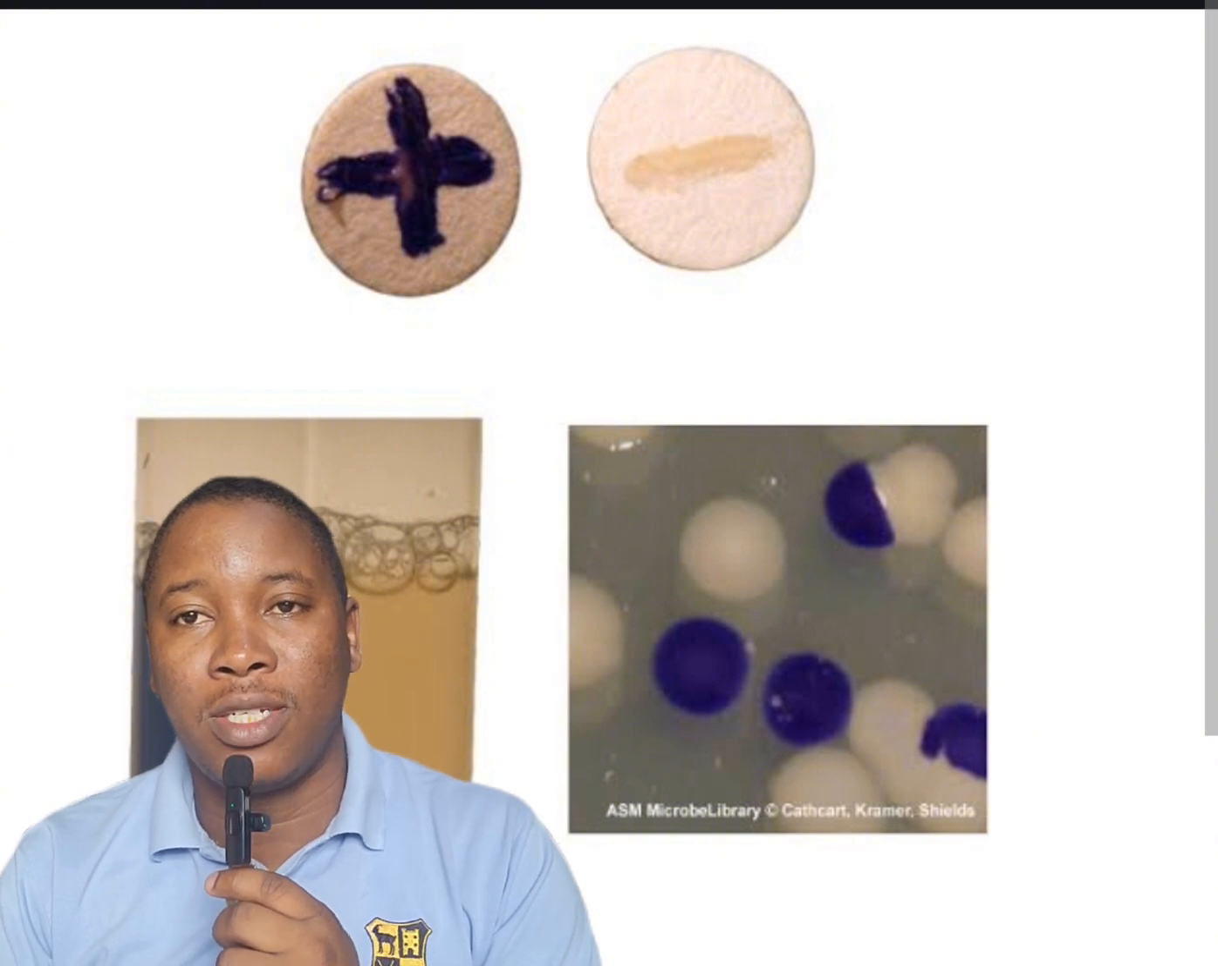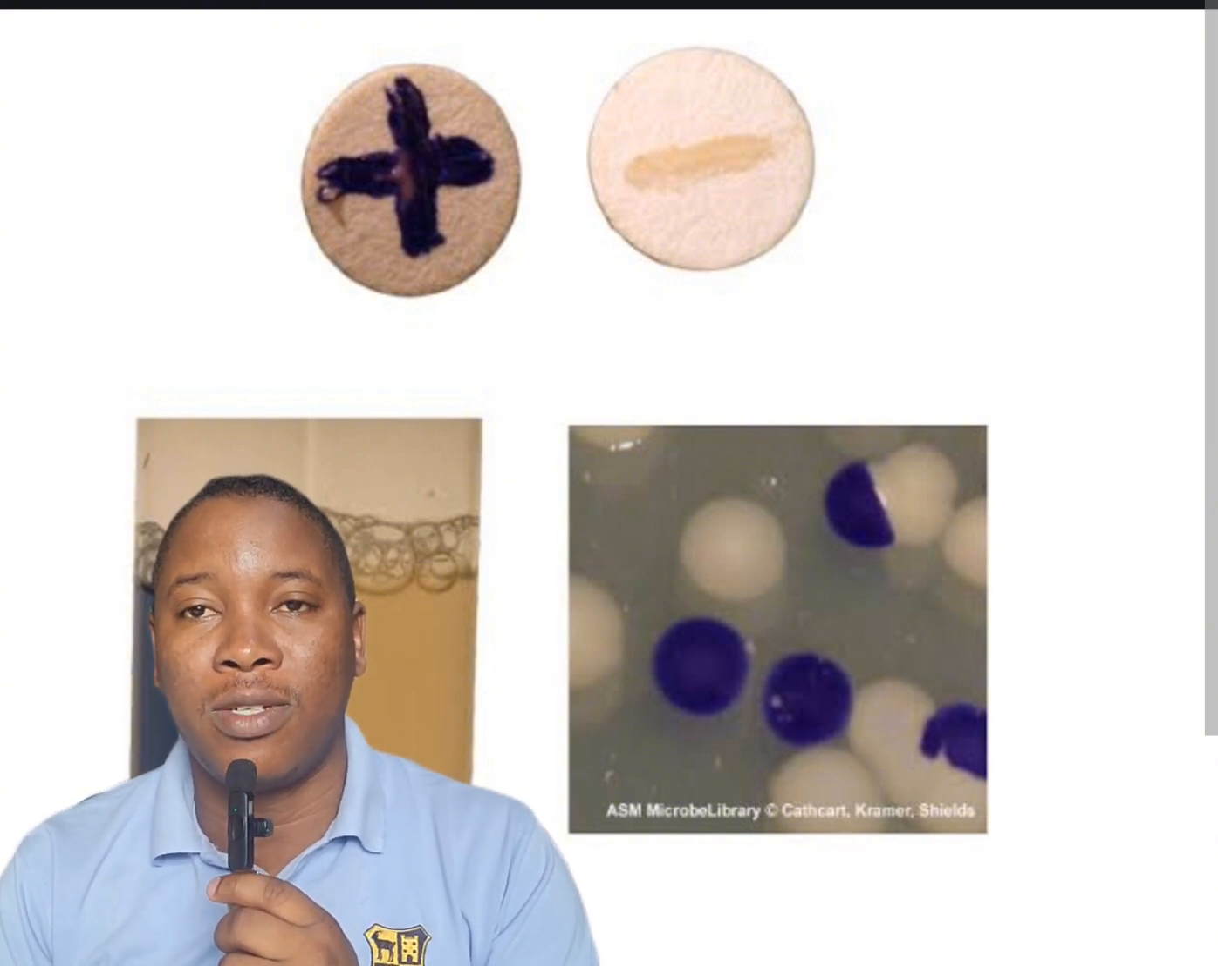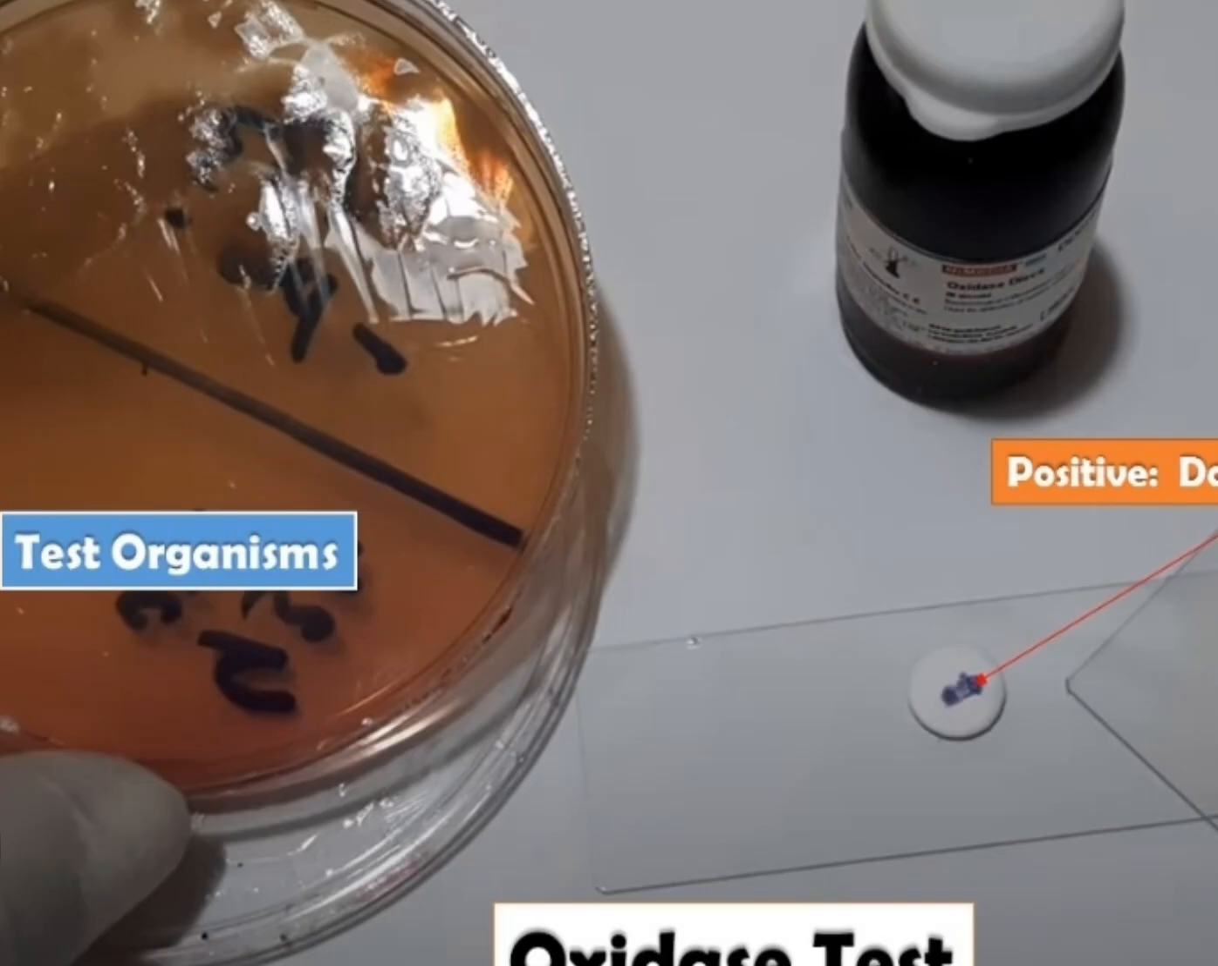Now, in the case of the oxidase test, we are testing for the presence of an enzyme. The enzyme is called cytochrome C oxidase. Cytochrome C oxidase is the name of the enzyme that we test for when we do the oxidase test.